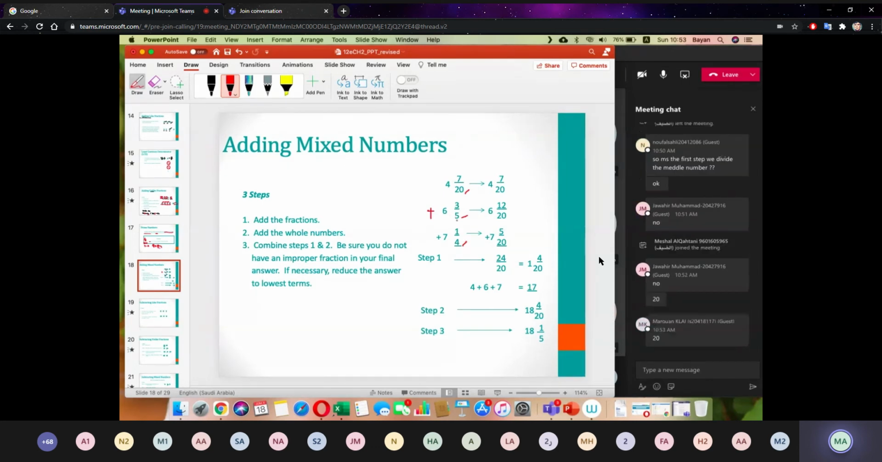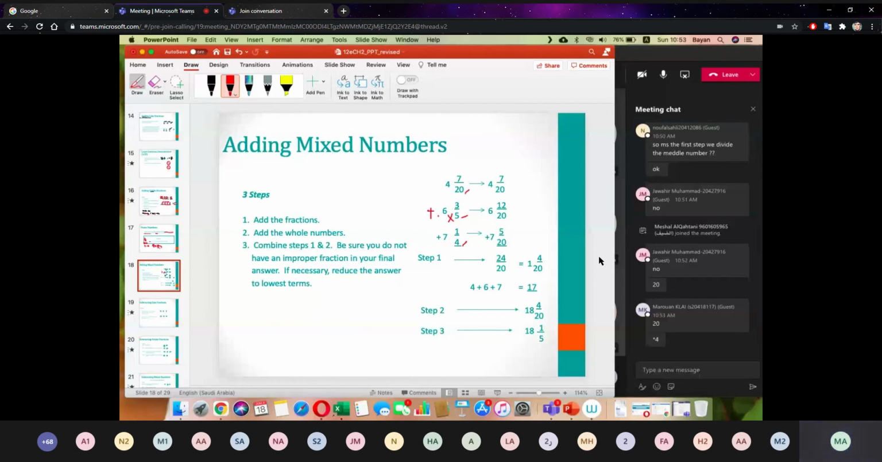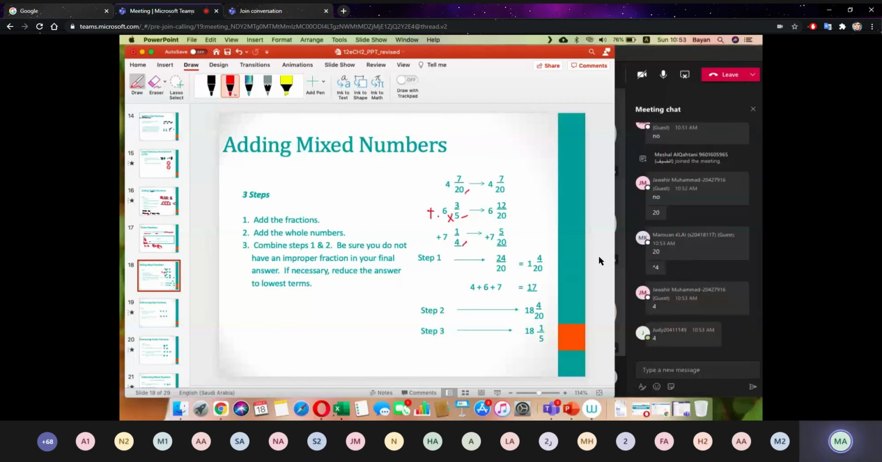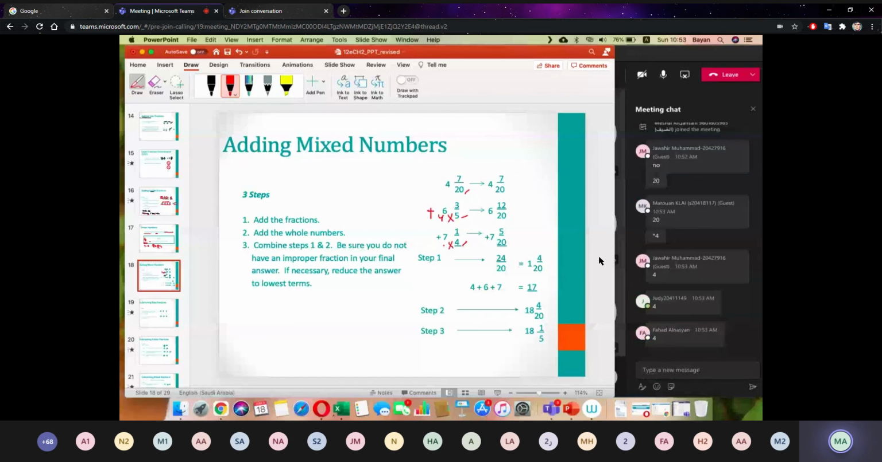Can we make this 5 become 20? Yes. Can we make this 4 become 20? Yes. What should we do here to make this 5 become 20? We multiply it by what? What value multiplied by 5 gives you 20? Yes, we multiply it by 4. So for this 4, we should multiply it by 5.